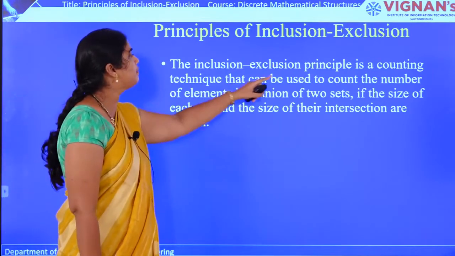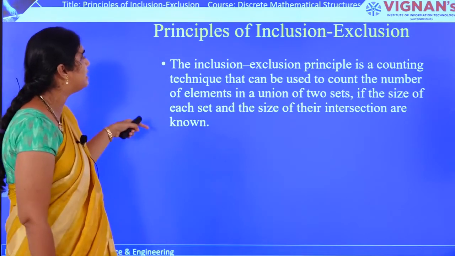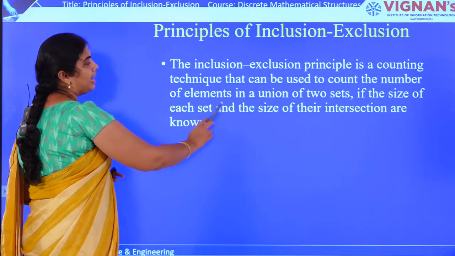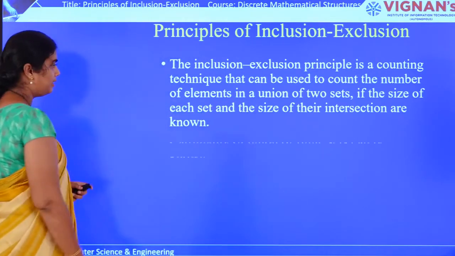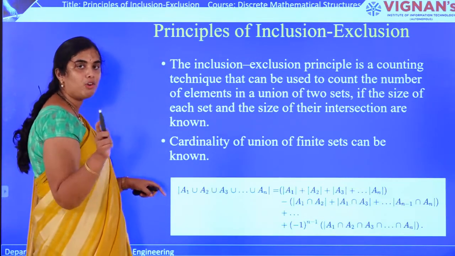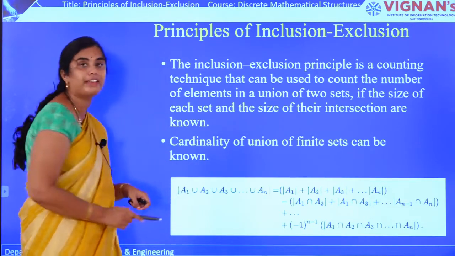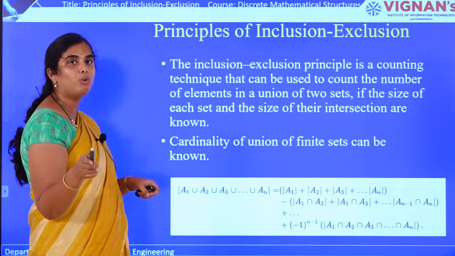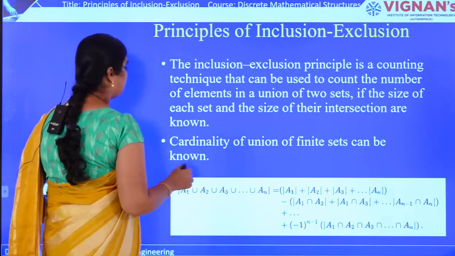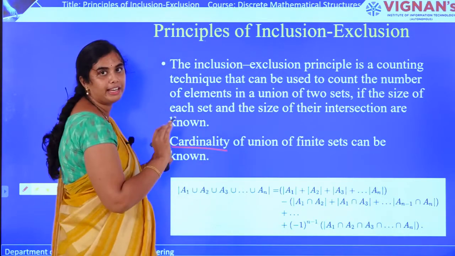The inclusion exclusion principle is a counting technique that can be used to count the number of elements in a union of two sets if the size of each set and the size of the intersection are known. That means here we need to find the union. I have already mentioned what the cardinality is. In this principle of inclusion and exclusion, you will be knowing the number of elements that are present in the union. As I already mentioned, the cardinality of the union of finite sets can be found using the principle of inclusion and exclusion.